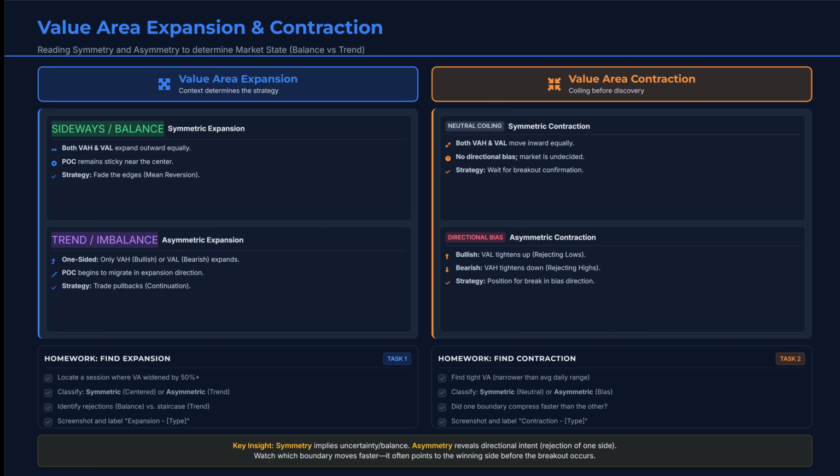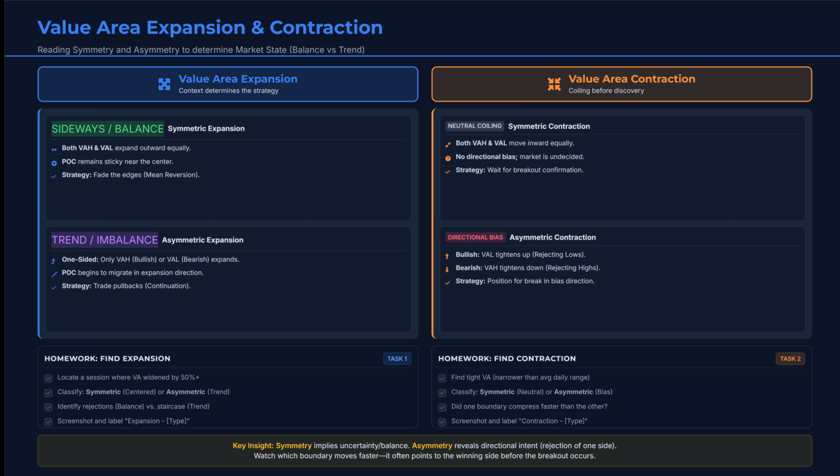Step 4. Screenshot and label your example. Capture the tight value area, the coiling action, and the subsequent breakout. Annotate the chart clearly, showing the contraction zone, which boundary compressed faster if asymmetric, and the eventual breakout direction. Label it as contraction, symmetric, or contraction, asymmetric bullish, or contraction, asymmetric bearish. Save this to your value area behavior library.